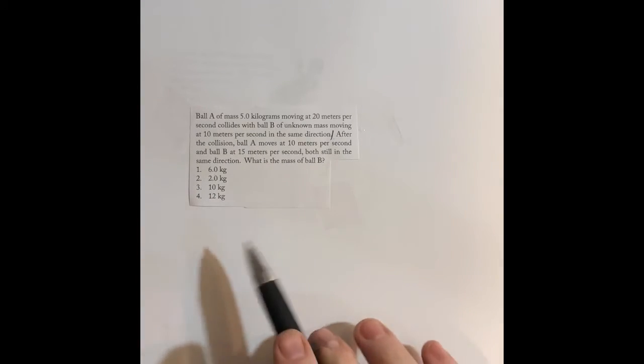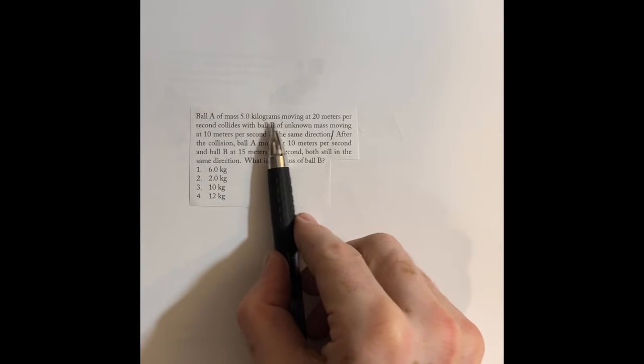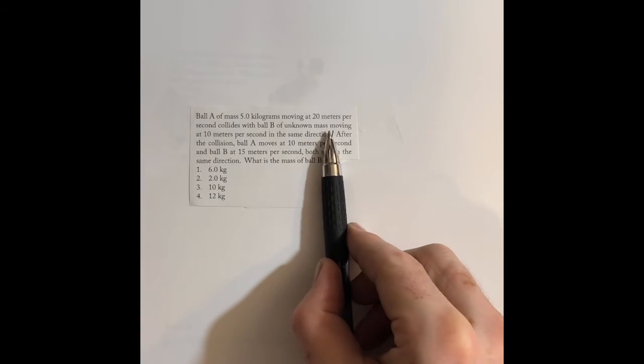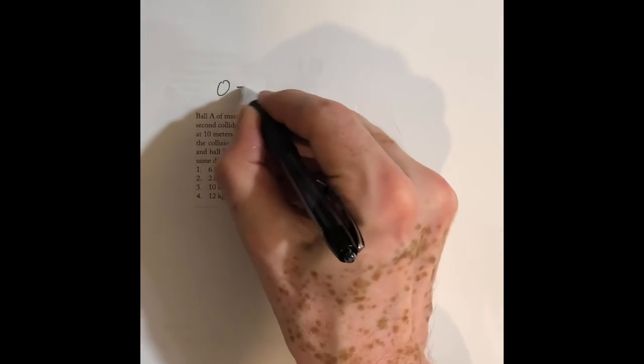All right, this next problem is also a fairly classic momentum problem. I have ball A of mass 5 kilograms moving at 20 meters per second, and it collides with ball B of unknown mass moving at 10 meters per second in the same direction. So I have ball A and ball B, and they're moving this way.